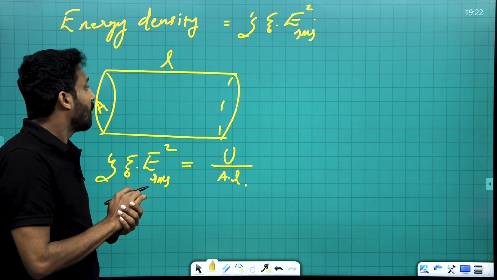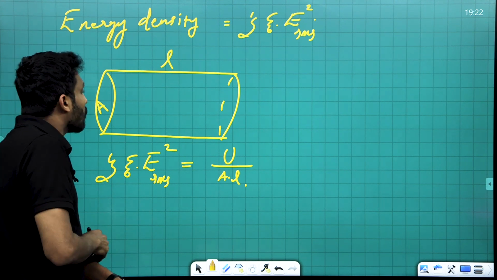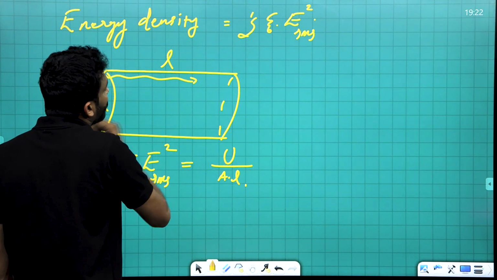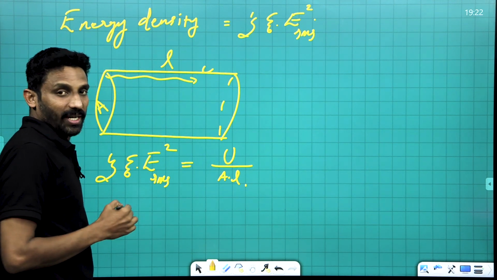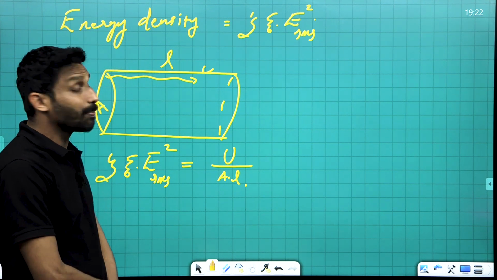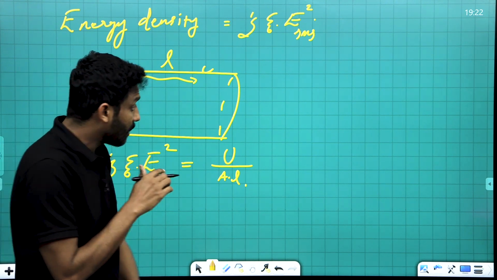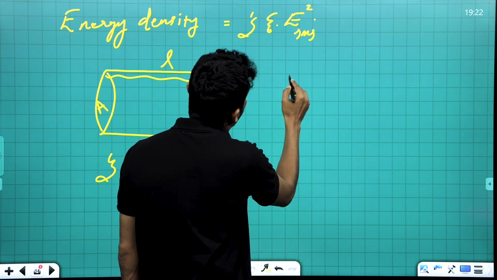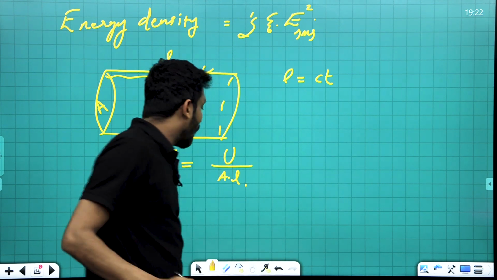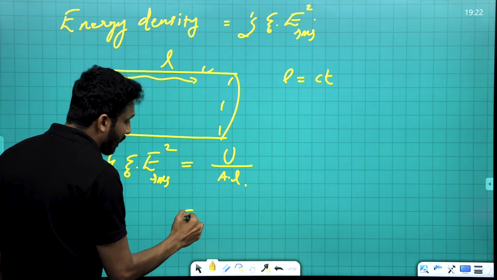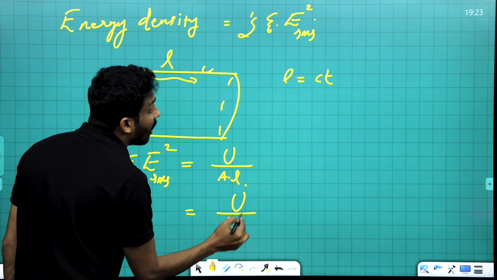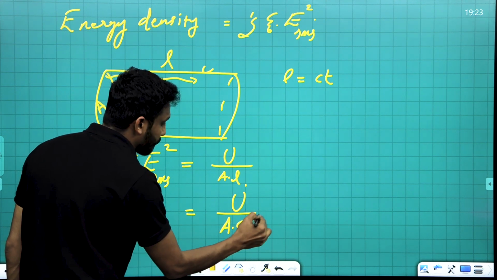Then suppose the waves are passing with a speed c in a time interval t. Then we can connect this expression as L is equal to Ct. Then I can write here U divided by A into, instead of L, Ct.